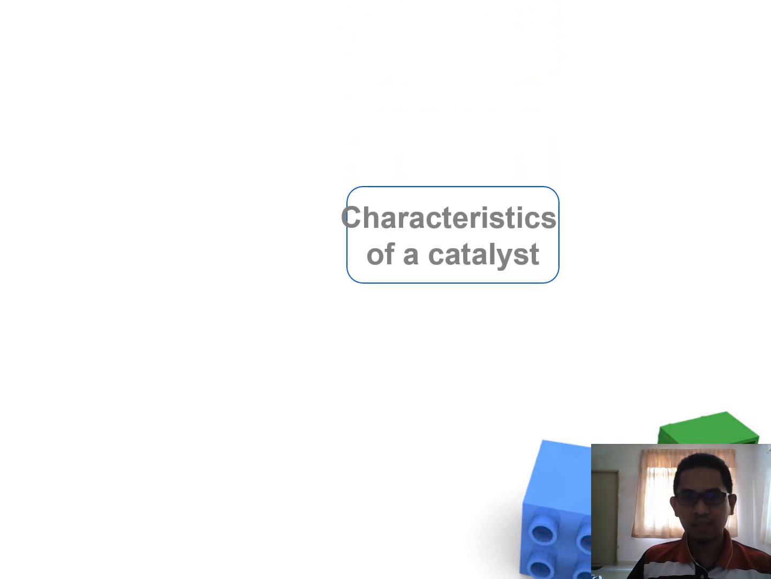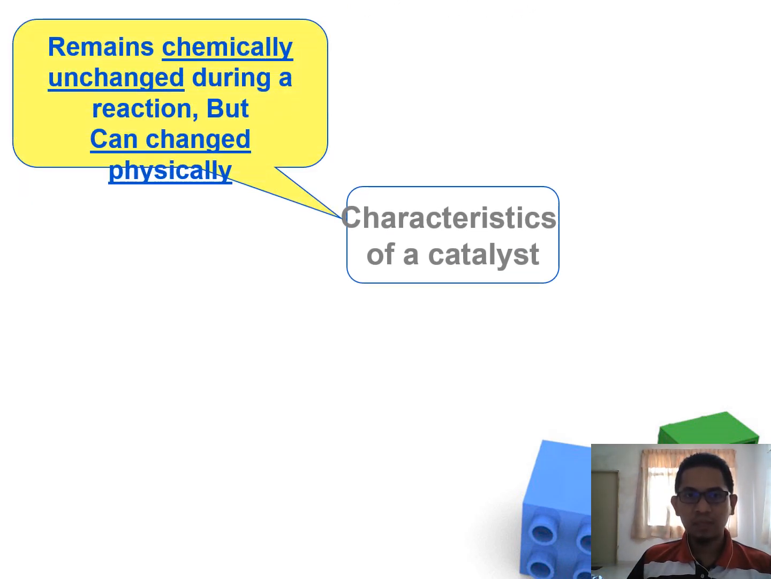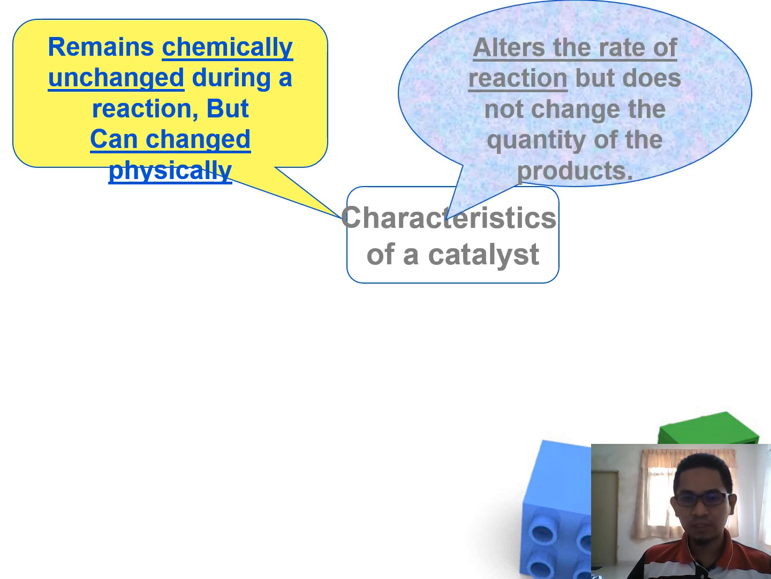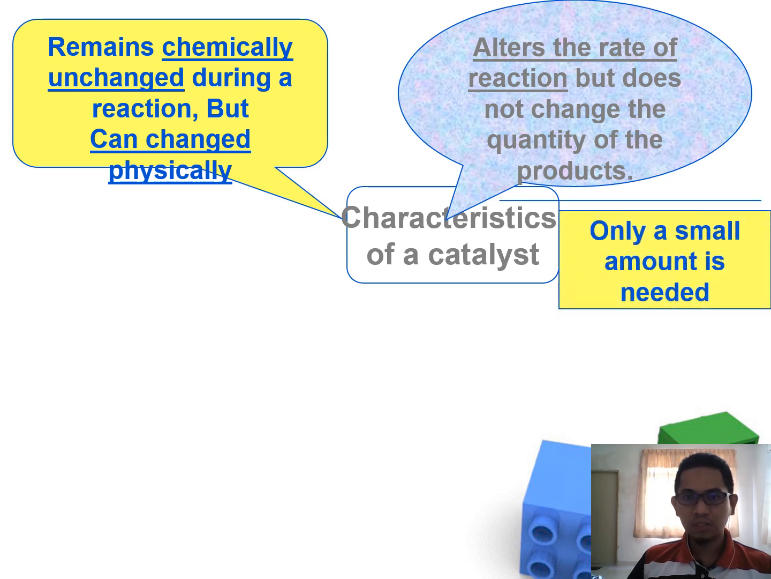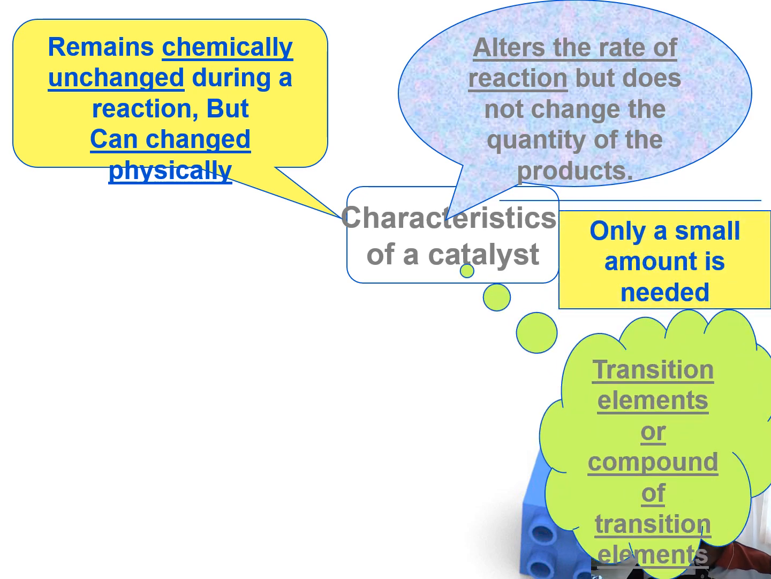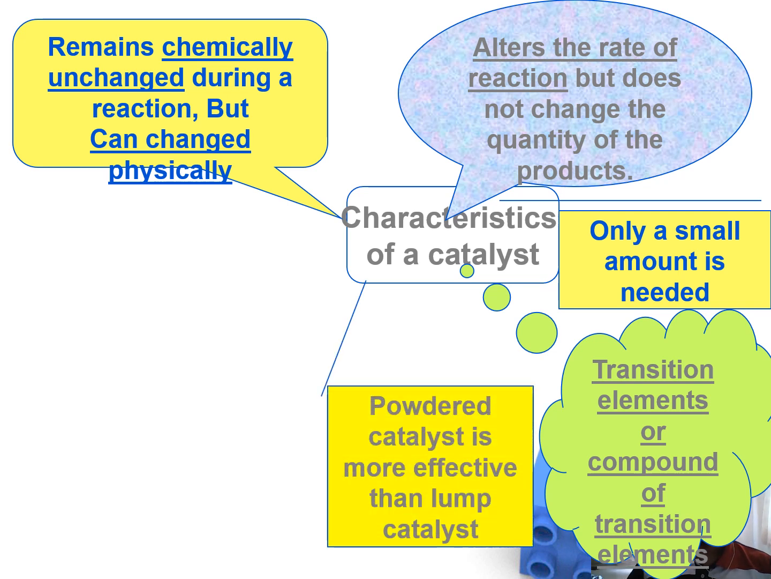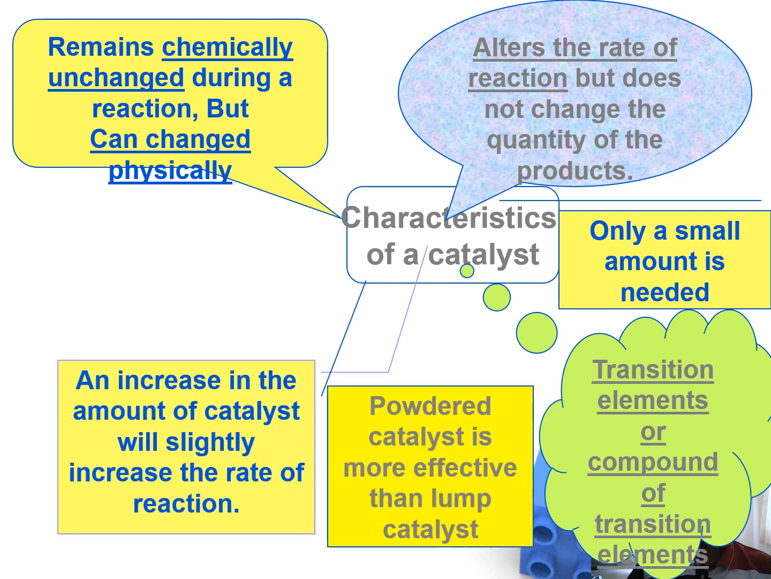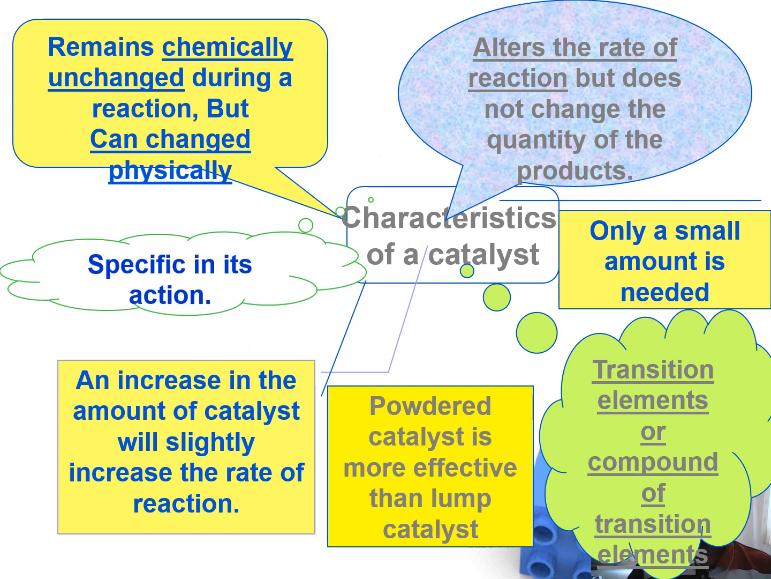So these are the characteristics of a catalyst. Chemically unchanged during a reaction. Alters the rate of reaction, meaning makes the rate of reaction become faster. Only a small amount is needed. Transition element. Powdered catalyst is more effective. Increasing the amount of catalyst will slightly increase the rate of reaction. Specific in its own action, so each reaction has its own catalyst.